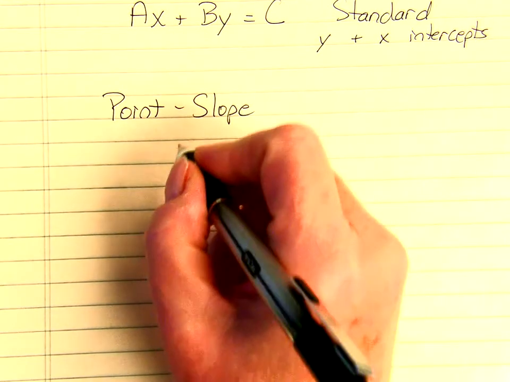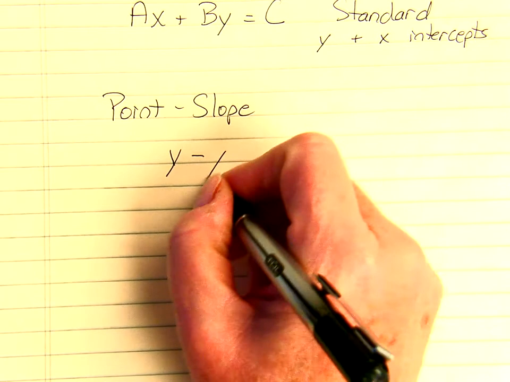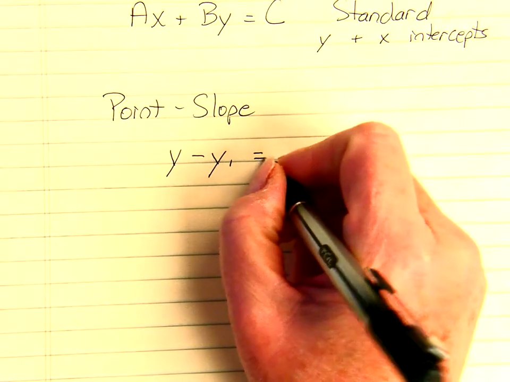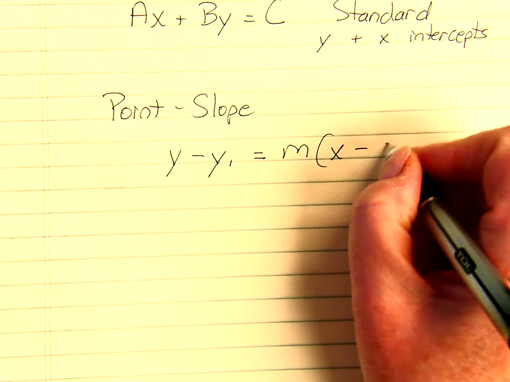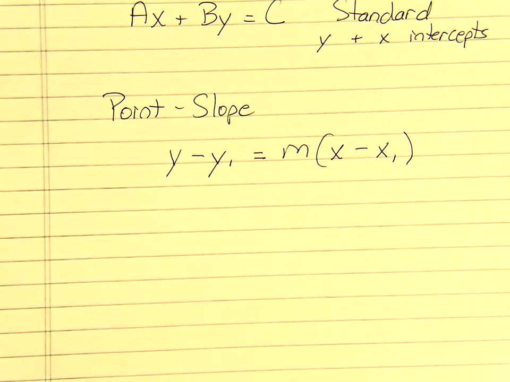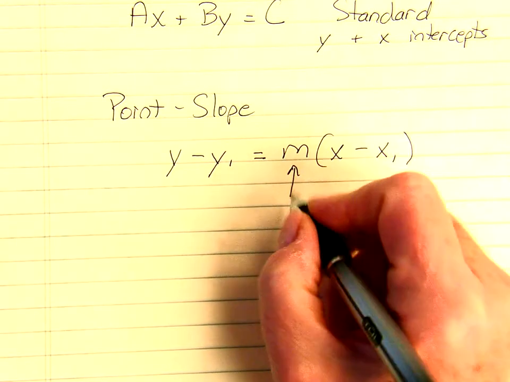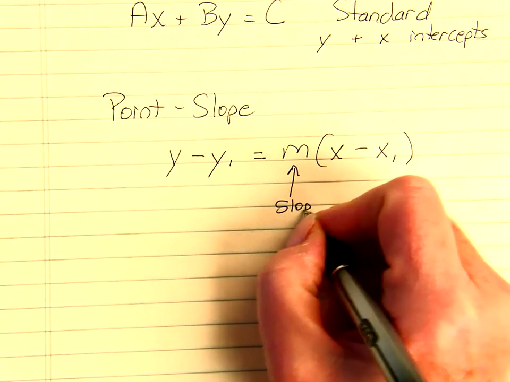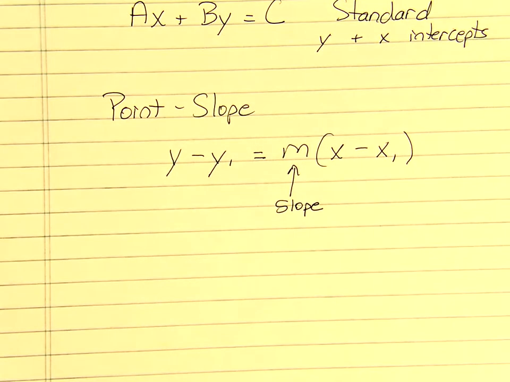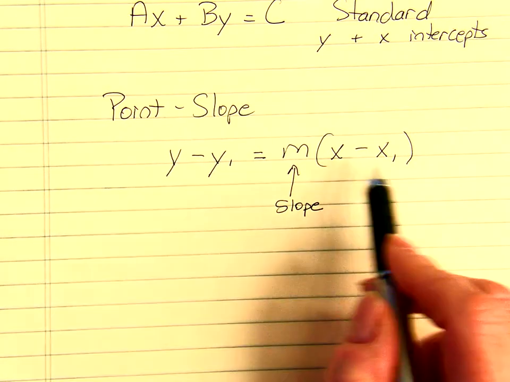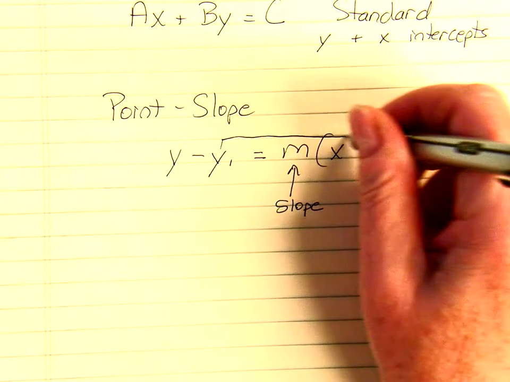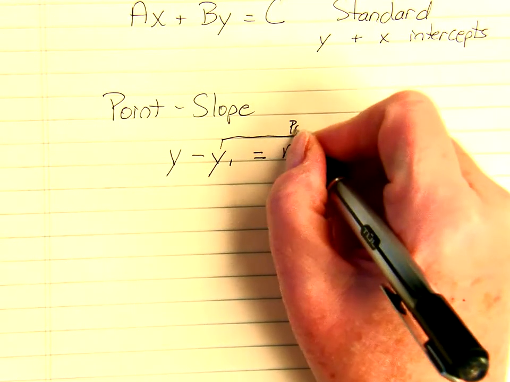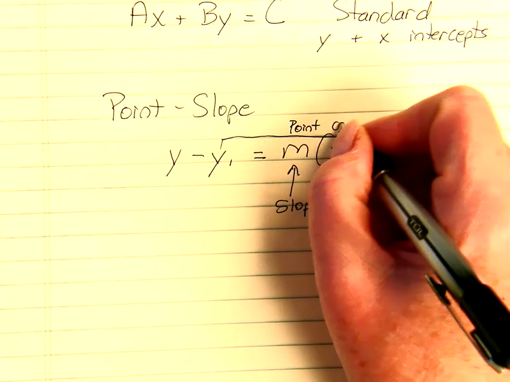This form is y minus y1 is equal to m times x minus x1. Now, it looks a little confusing right now, but remember, m still stands for slope. So we should be used to that. y1 and x1, this is a point. So these are the point coordinates.